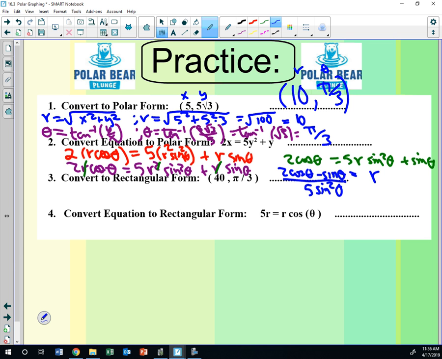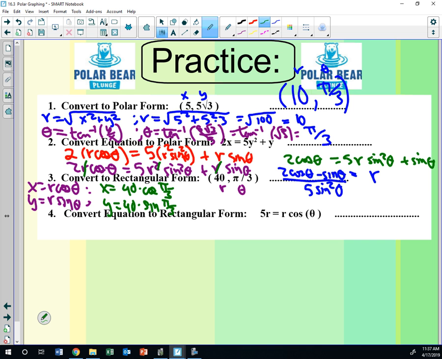All right, so now let's do rectangular to polar. So now we're in r theta, we're going to turn it into xy. Well, this is easy. This is just x is r cosine theta, and y is r sine theta. So all you have to do is plug those r and thetas in. X is r, which is 40, times the cosine of pi over 3. Y is 40 times the sine of pi over 3.